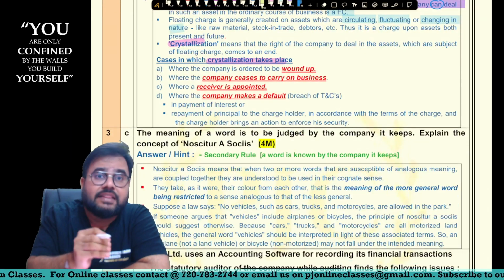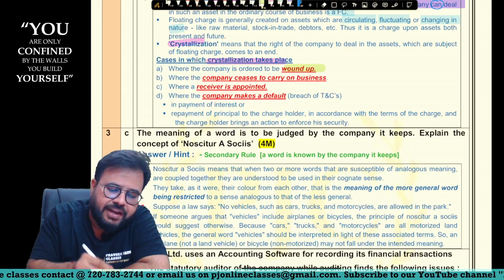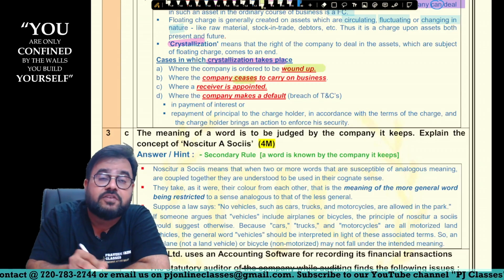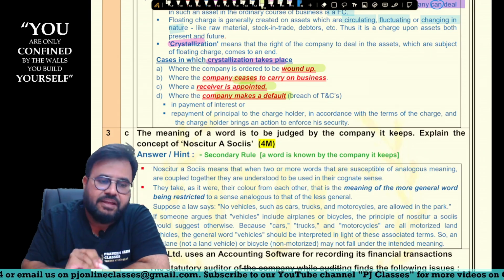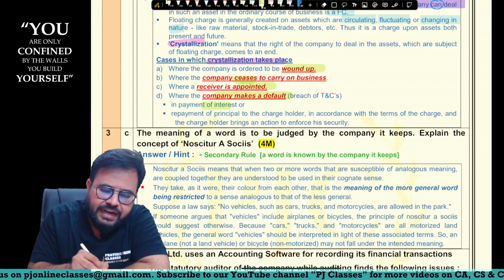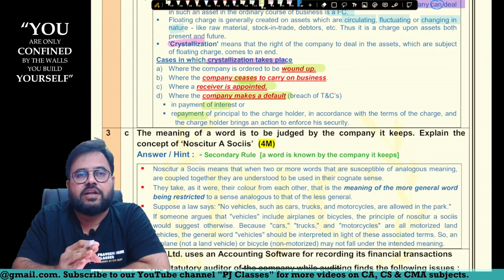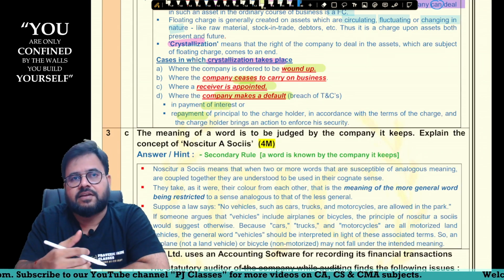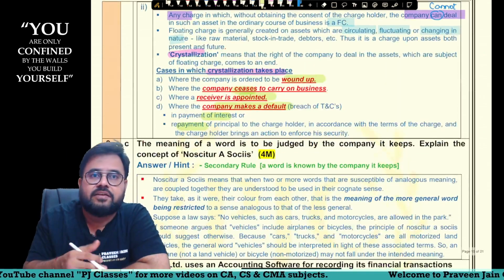Anyway, the crystallization will occur when the company goes for winding up, the company ceases to carry on the business, or a receiver is appointed, Section 84 if you can refer, sir, or the company makes any default in payment of interest or repayment. In all these cases, the floating charge holder will crystallize it, and then it becomes a fixed charge, sir. So this was also a very straightforward question, sir.